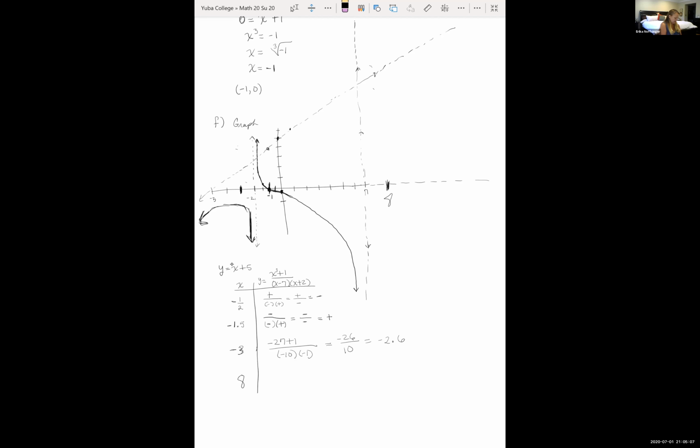So 8 cubed, that's pretty big. That's 512 plus 1, all over 8 minus 7, so that's 1, and 8 plus 2, that's 10. So that's 513 all over 10, which is 51.3. Yeah. So like I said, it's above the slant asymptote. We know the vertical asymptote is here, so it's going to have to start hugging it. I couldn't come below because it couldn't cross this x-axis. There were no x-intercepts there. And then I'm going to turn around and hug this as x goes to infinity.